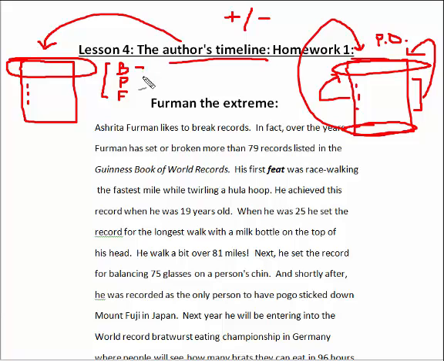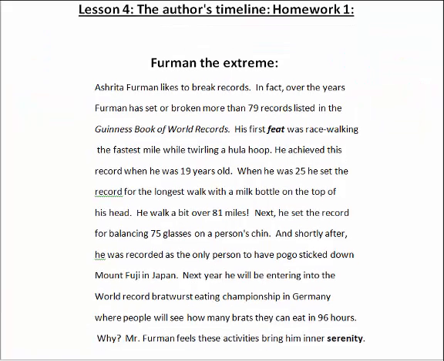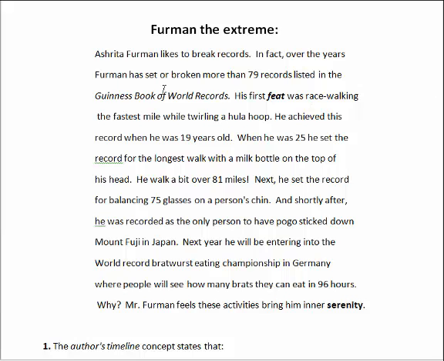Let's go ahead and get started with this particular passage called Furman the Extreme. We'll do a quick overview of this passage here. Furman likes to break records. In fact, over the years, Furman has broken 79 records. This is our topic sentence. It talks about a person named Furman who likes to break records.